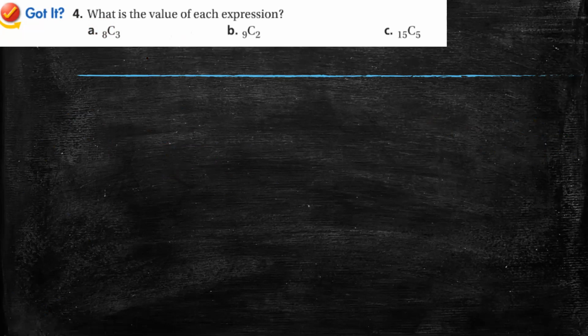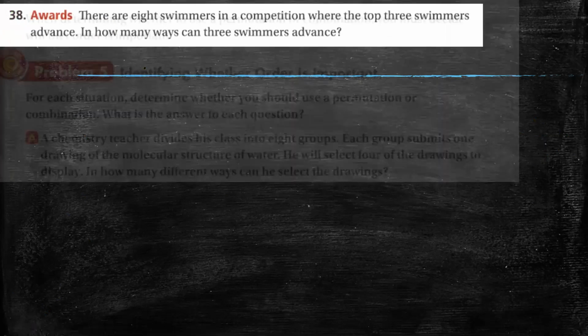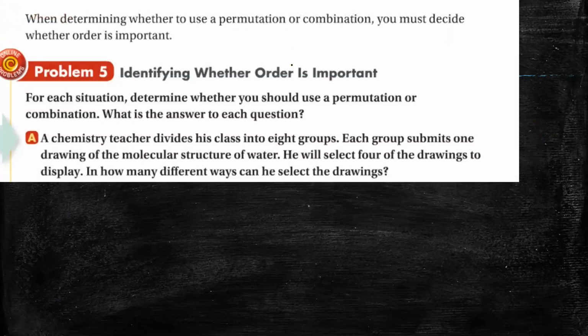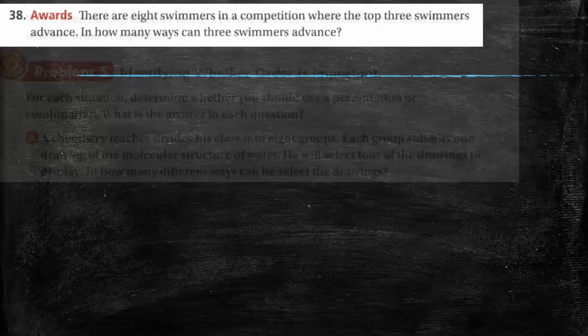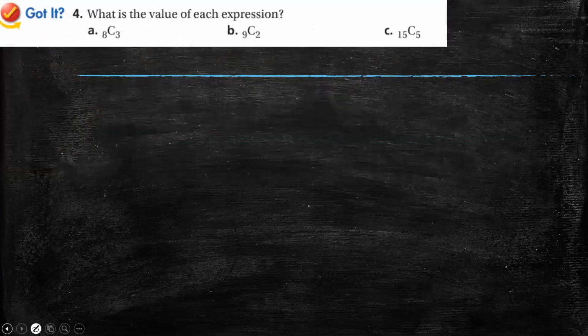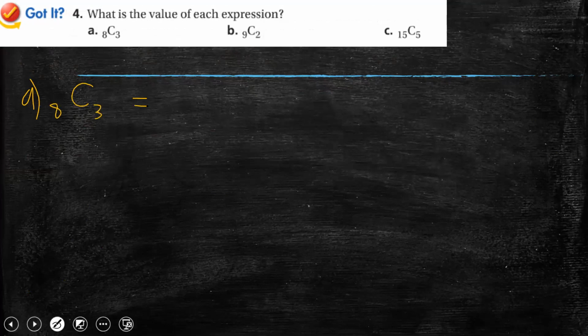Okay, I will cut it here now, and tomorrow we will continue. I think we finished, but we have to solve more examples, and we have to identify whether it is a permutation or a combination from the word problem. Here now, what is the value of each expression? Look at A. We have the number of combinations of 8 taken 3.